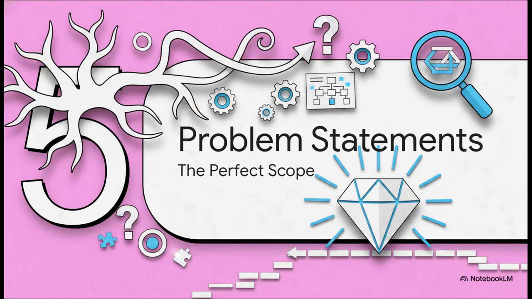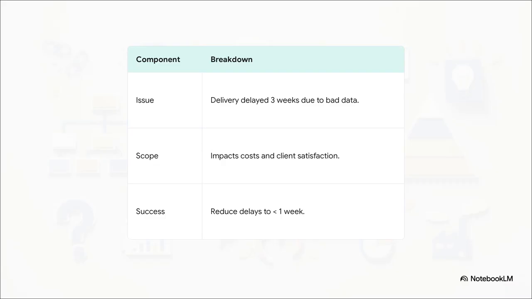Section 5. The perfect problem statement. So once your root causes are uncovered, they have to be crystallized into a definitive, unambiguous prescription. We call this the perfect problem statement. A truly great statement details the issue and cause. Data science model delivery delayed 3 weeks due to incomplete data and poor cross-team communication.